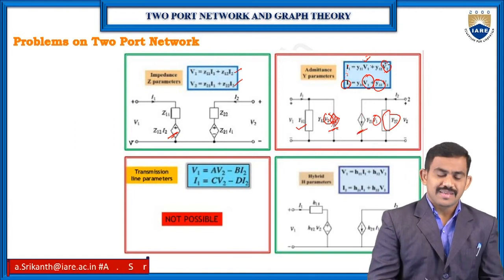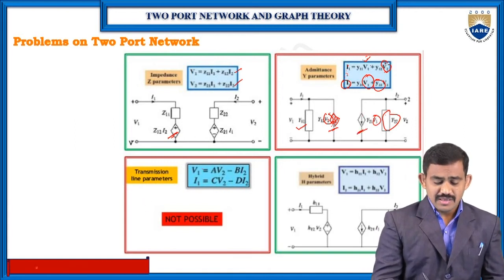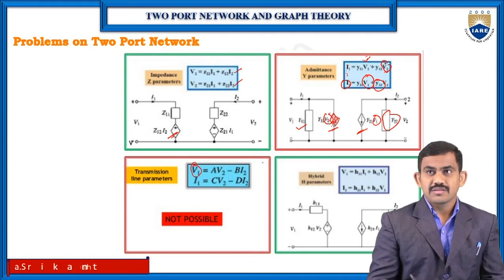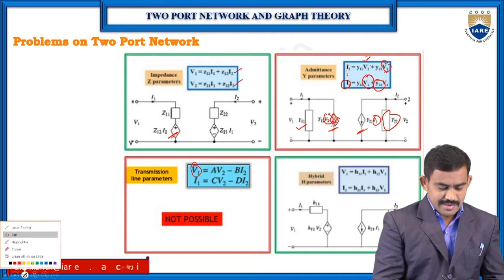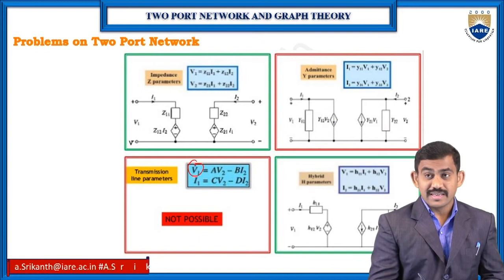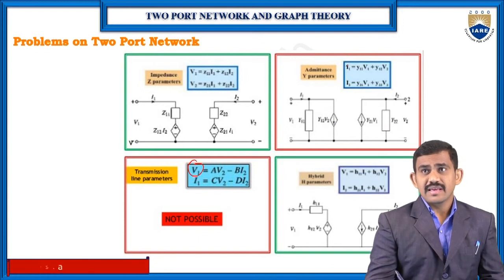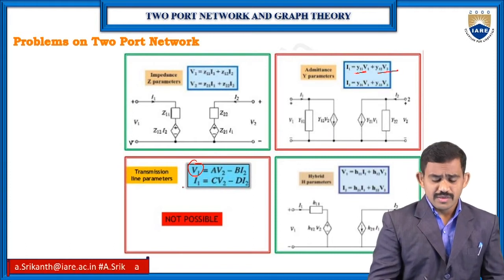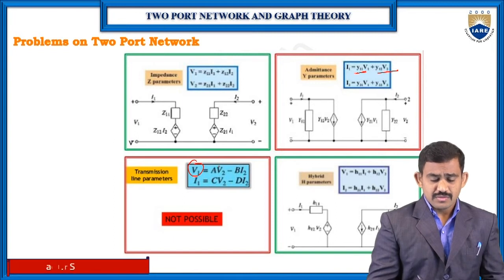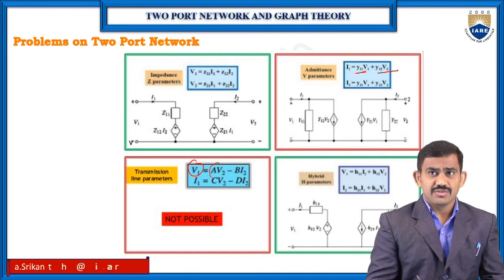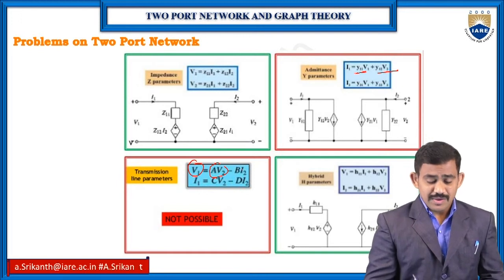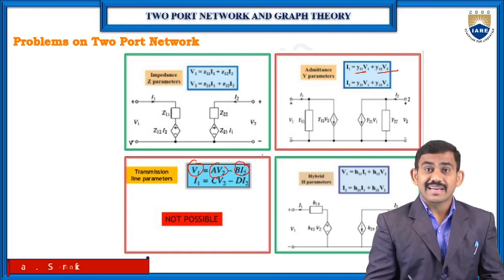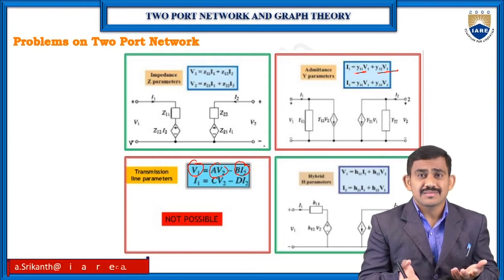Coming to ABCD parameters, here we have voltage. I is some admittance into voltage. Coming to V1, some value into your voltage, again the secondary voltage. Coming to the B value, also with secondary current. So both are dependent sources.